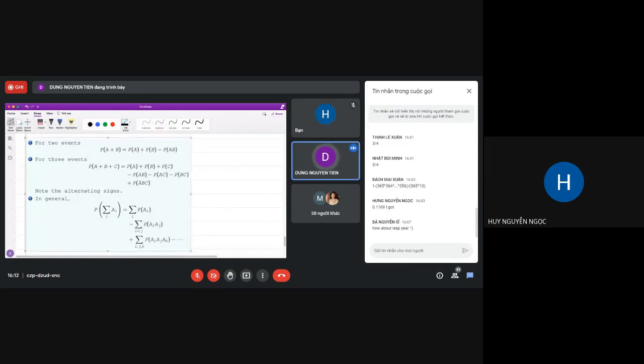So you see that the signs are alternating, right? You have the sum of all the probabilities of single events, and then minus the joint probability of two events, and then plus the joint probability of three events, and so on. Okay. Let's consider the following example.